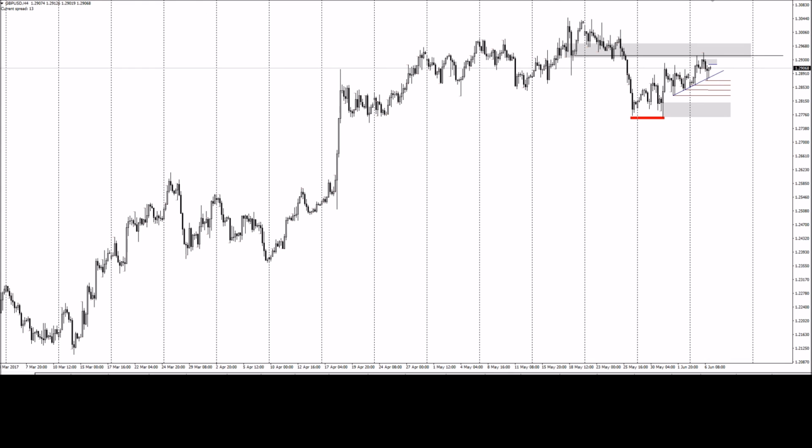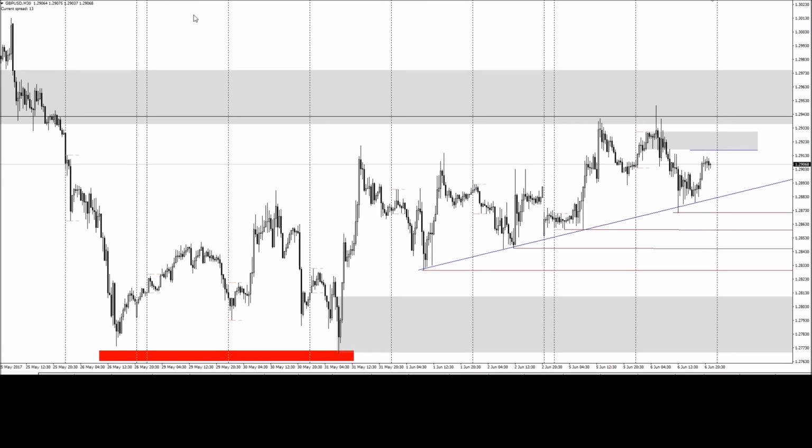Cable is one of those pairs where you can just do a 100, 200 pip move in a day and then continue ripping. Its nature is just very volatile. But for now, that's what I'm looking at. So let me just stop this recording and then you can take questions.